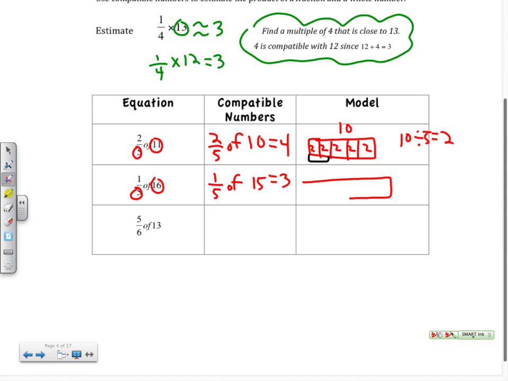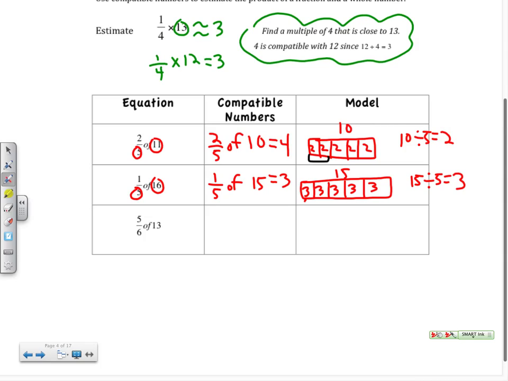My model would look like this. I'm splitting up 15 into 5 equal sections. This means I'm doing 15 divided by 5. So each section would be 3. If I put those together, 3, 3, 3, 3, and 3 equals 15. I only need one of those, so 3 is my answer.